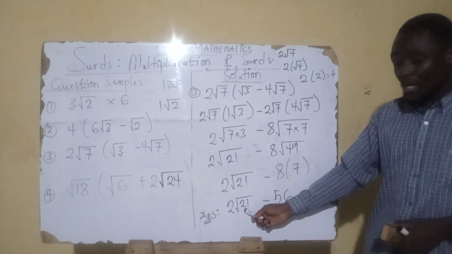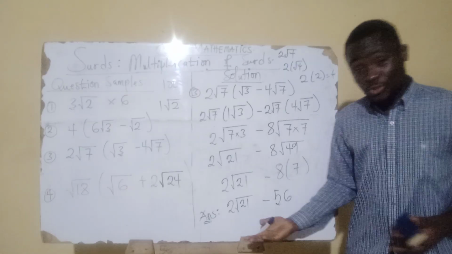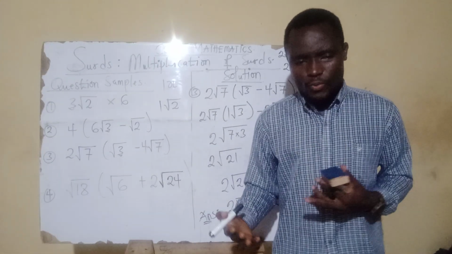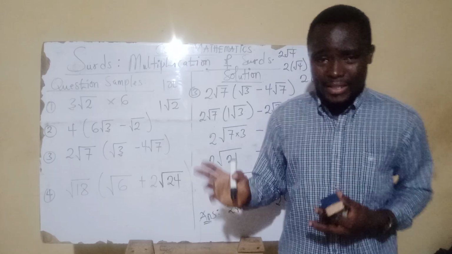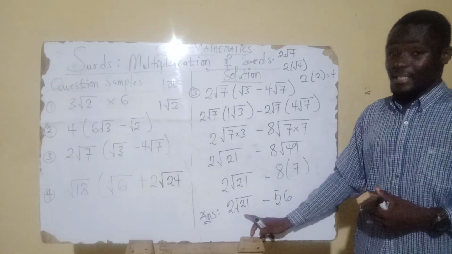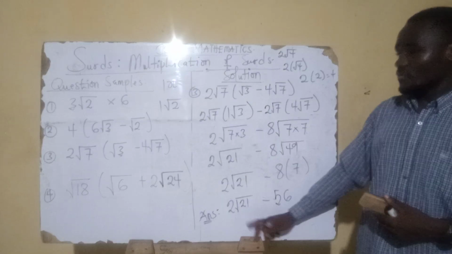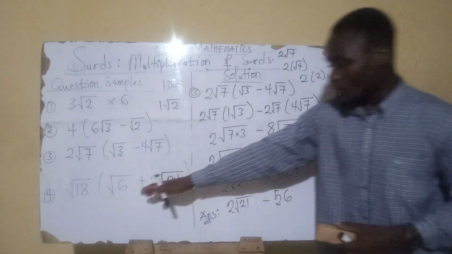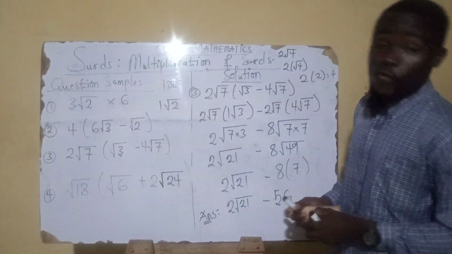Right, now 21, can we decompose 21? No, we cannot decompose 21. Why? Because if you split 21, you will not get a perfect square times a number that will give you 21. So therefore, we leave it as is. I believe you are following. Very good. So now we are through with question number 3. We are now going to solve question number 4.